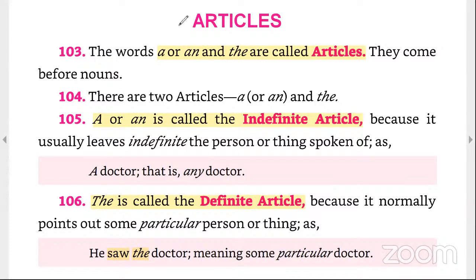Now let's understand. When I say flowers, it means many flowers. But when I say a flower, it refers to one flower. So that means it is talking about singularity. Orange is a general word, a general noun. But when I say an orange, I am talking about a single orange, one piece of orange.